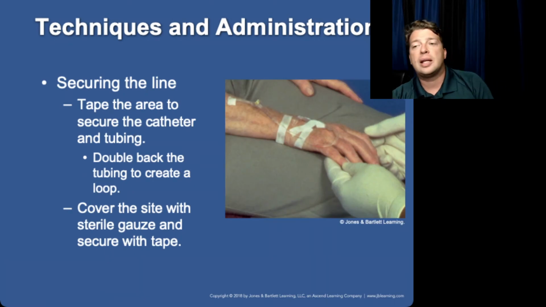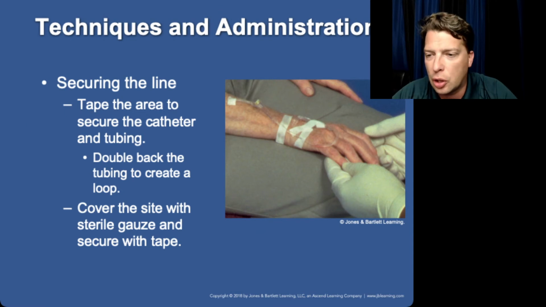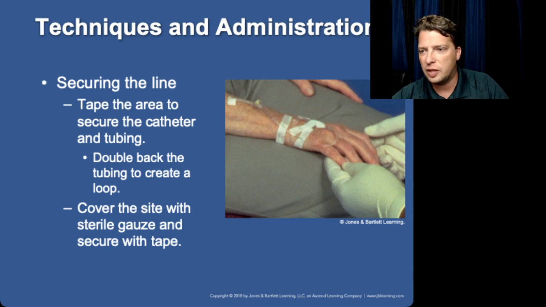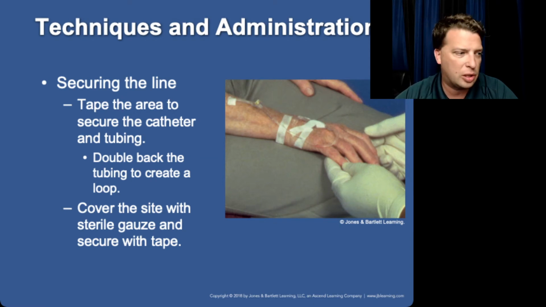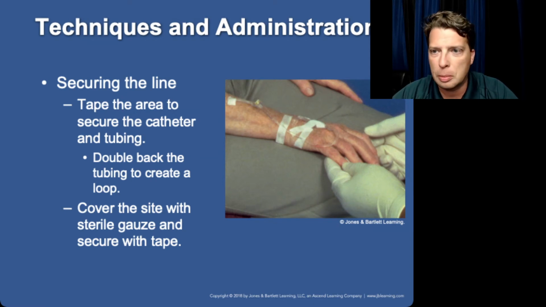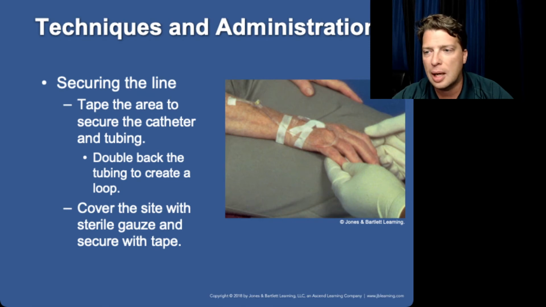All right, once we've gotten the IV established, it is very important to secure it. This is kind of an old way of doing it before we had Tegaderms. It's a very effective way. It works really well to secure that line, putting the tape across the catheter and folding it and V-ing it back, then taping down the tubing. The tubing should be taped down in a loop like that in order to basically create a shock absorber, so that if something pulls on the tubing line, it has a little bit of room to be taken up without yanking the catheter out instantly.